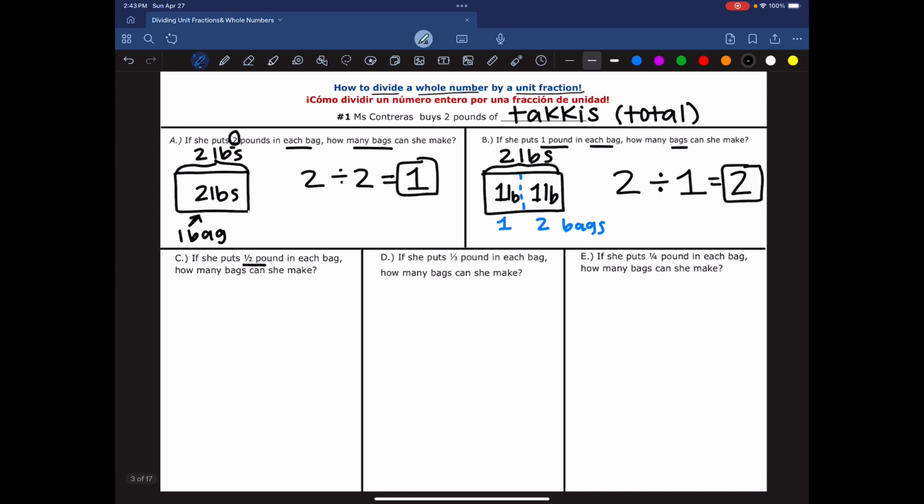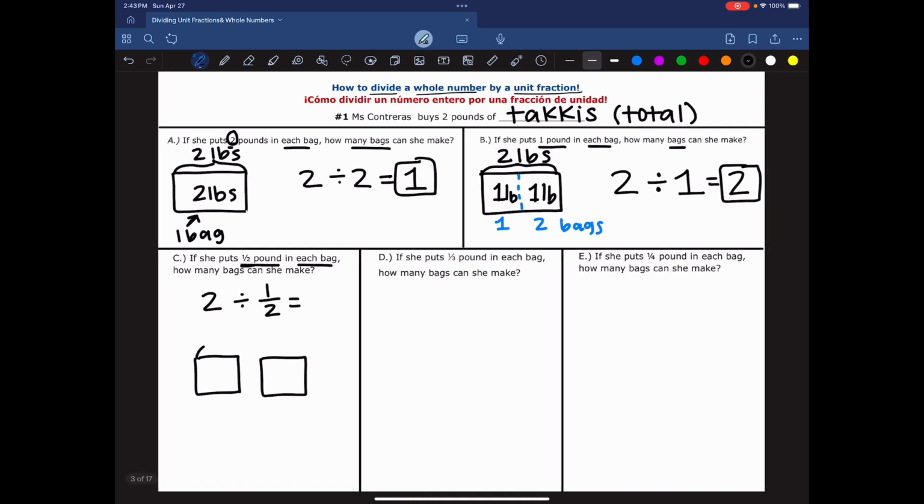Now I want to put 1/2 pound of Takis in each bag. How many bags can I make? Remember, my total is 2 pounds of Takis, and I'm splitting or dividing the Takis into half-pound bags. We can use a fraction area model to represent a whole number being divided by a fraction. I do this by drawing my 2 wholes, then I partition or divide each whole vertically into fractional pieces, because each section represents a bag. I can make 4 bags, which means 2 divided by 1/2 is 4.